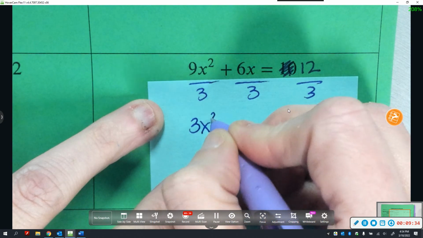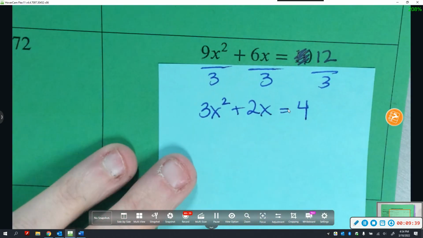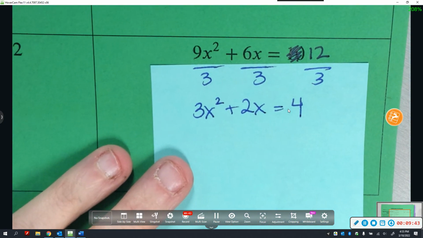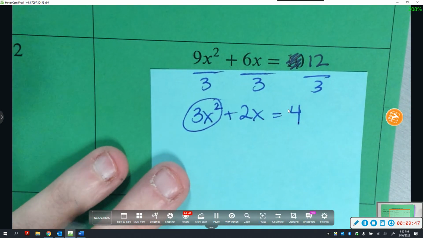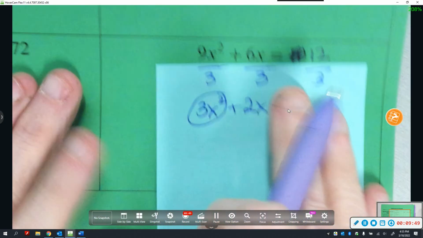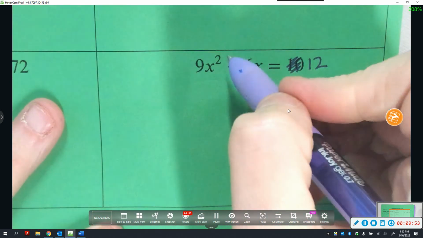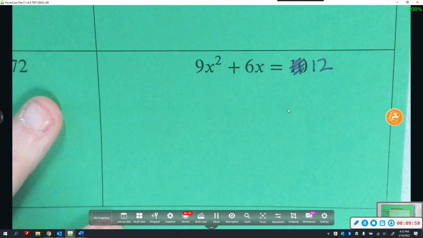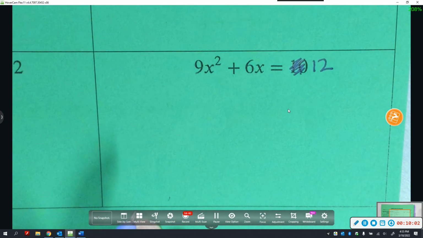I have 3x squared plus 2x equals 4. Good for me, I took out the greatest common factor, and you know what I did? I completely botched my opportunity to cheat. Because this isn't a perfect square. 3x squared is not a perfect square, so I can't use the square root method anymore. So we're going to rip that off and throw it away. We don't want to do that. That's a terrible idea. So in this case, we want to keep the greatest common factor, because we can't do completing the square if we don't have that.